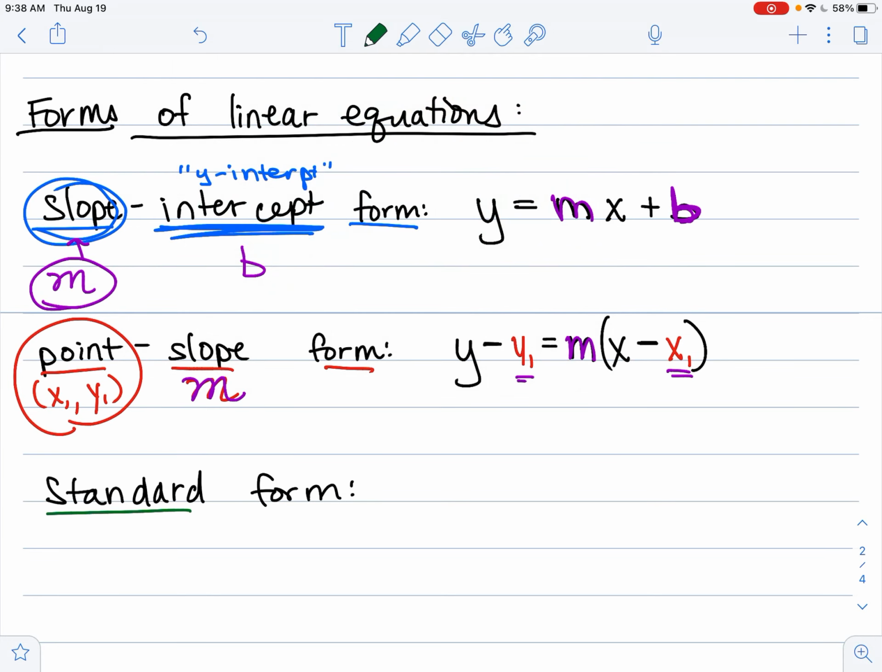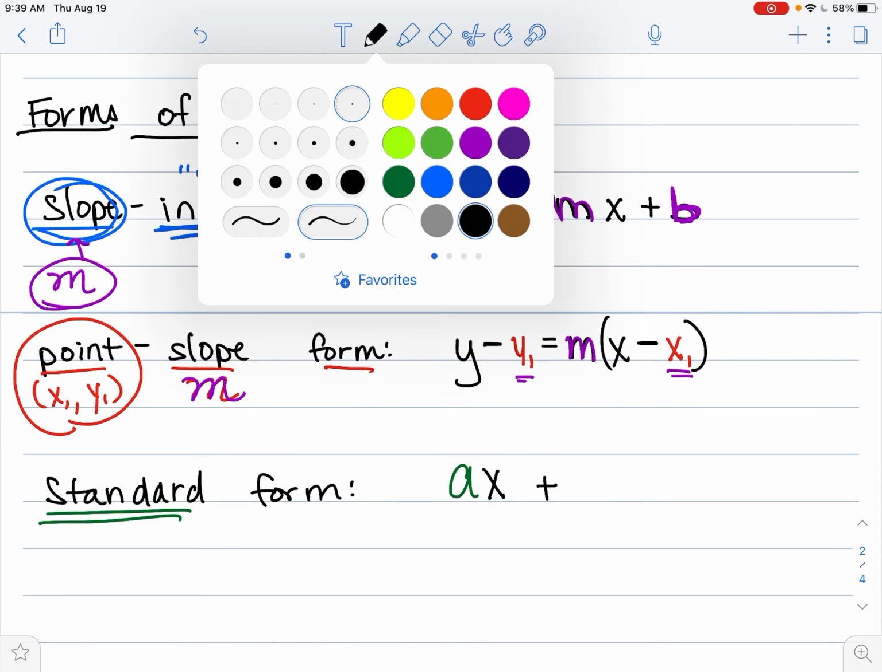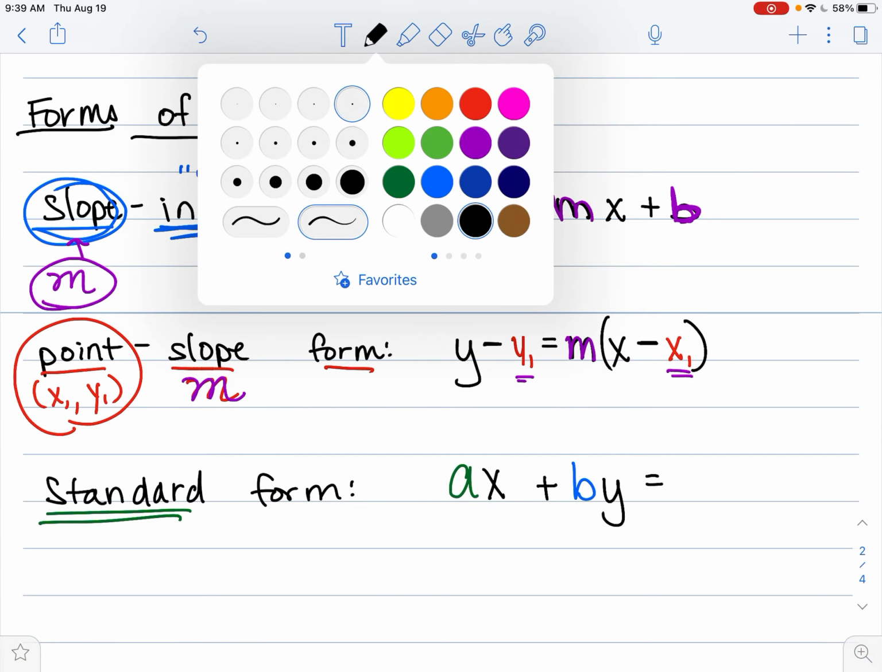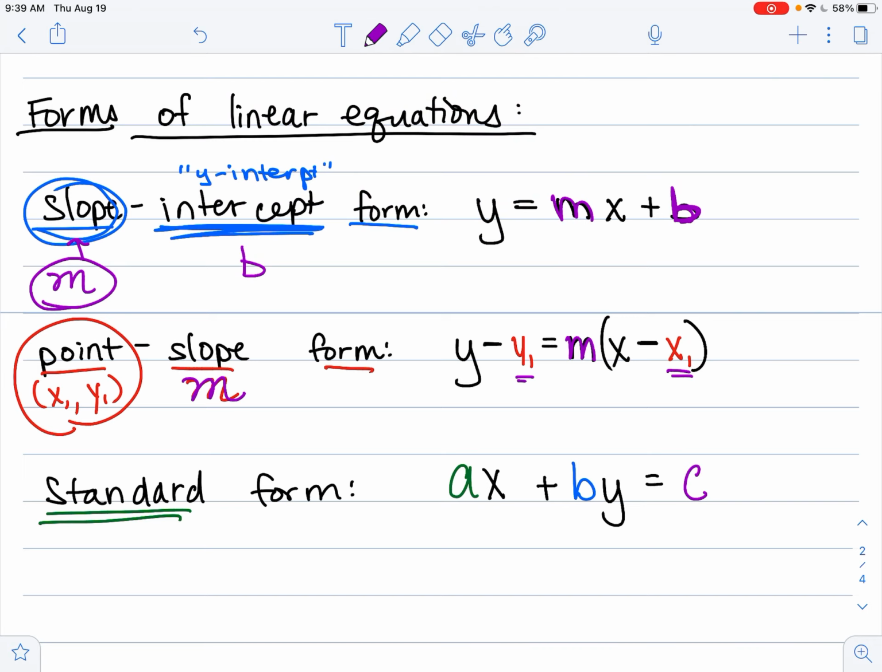And last but not least is standard form. The way we remember standard form is just like when you were in preschool or kindergarten, what was standard that you learned there? You learned your A, B, C's. So to learn standard form, we say it's Ax plus By equals C, where A, B, and C are numbers or integers, okay? There's a rule about A. It has to be a positive whole integer. And then C, we call that a constant, which means it's just a number by itself. It's not attached to any variables.